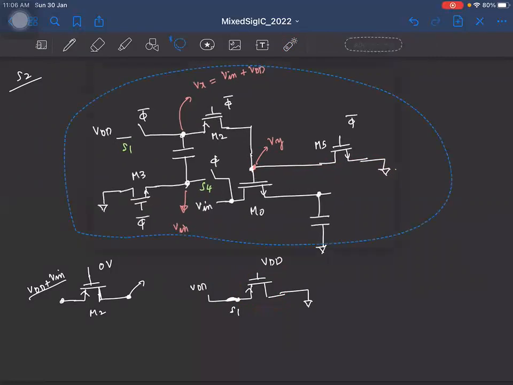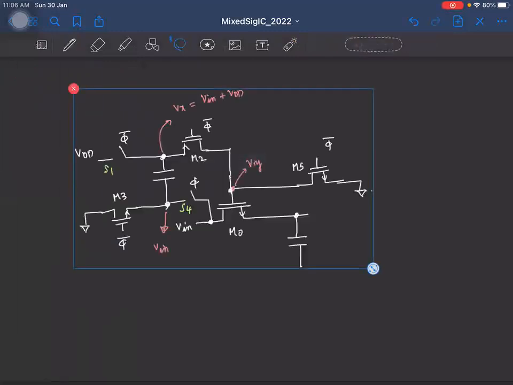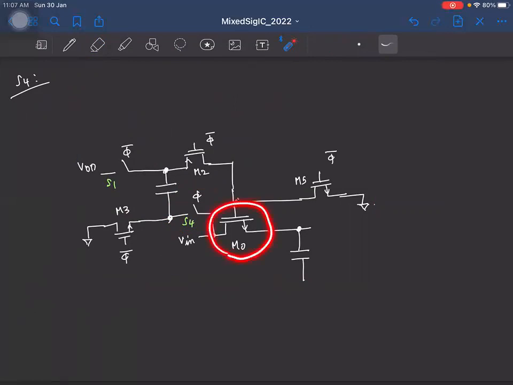So let me copy paste this now. So next, let's look at how to implement this switch S4. So what is this switch doing? This S4 is trying to connect the input voltage Vin to this node, right? And if you clearly notice in the circuit, we also have one more switch that is doing a similar job, right? That is this switch M0. So that is also trying to pass this input voltage Vin, right?